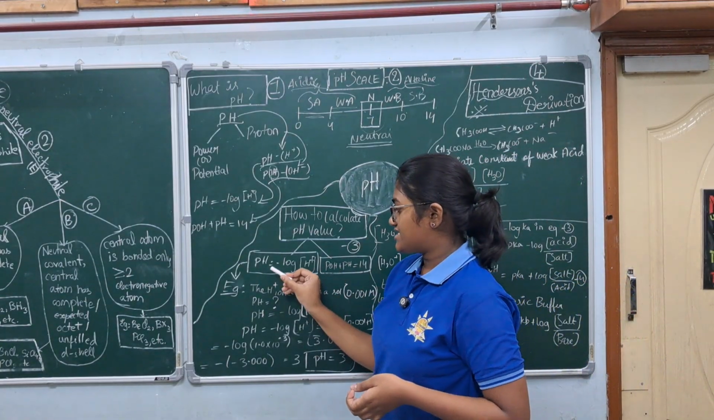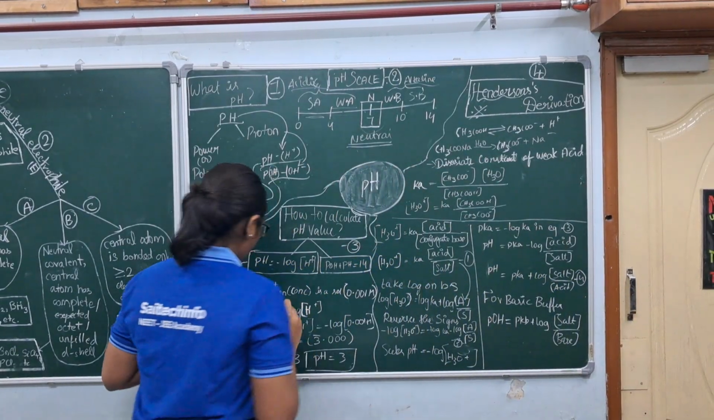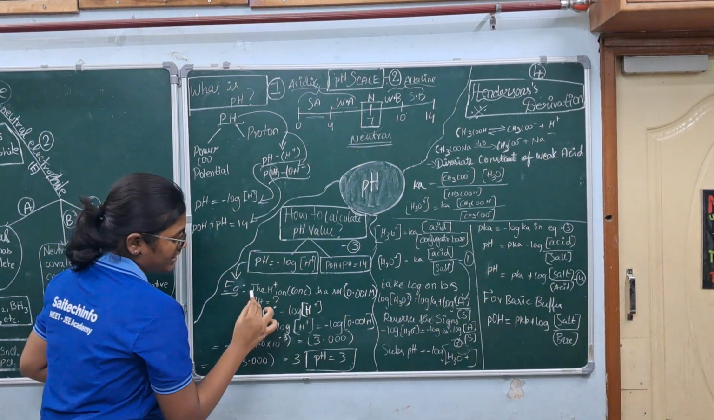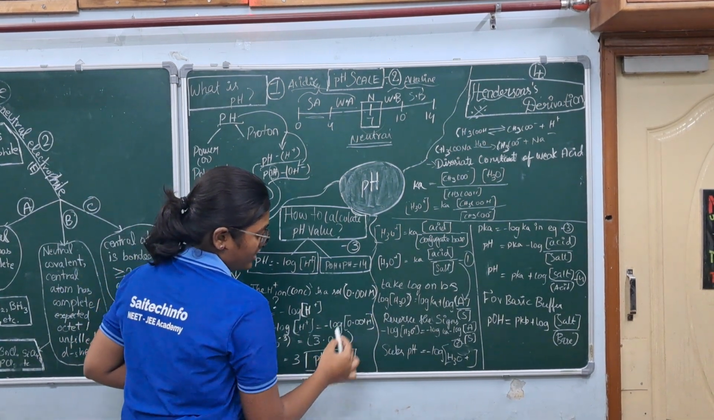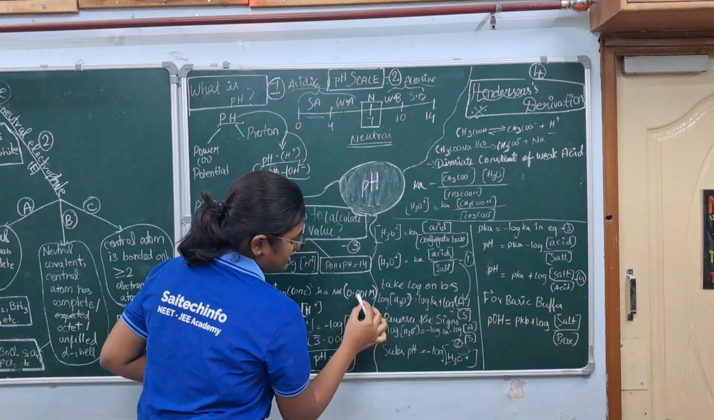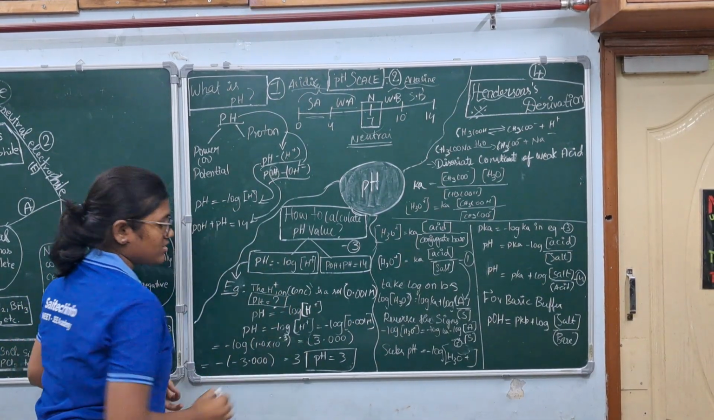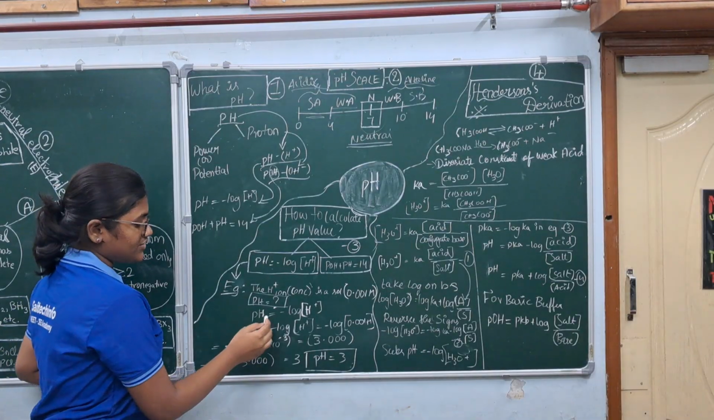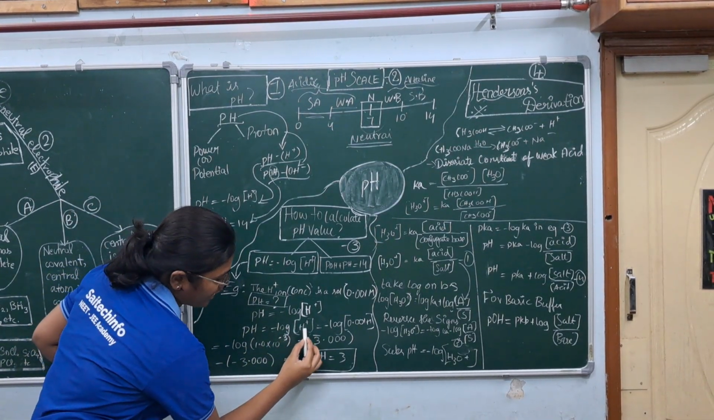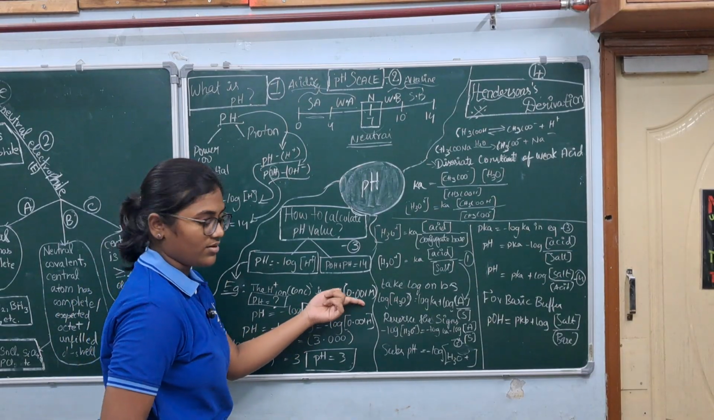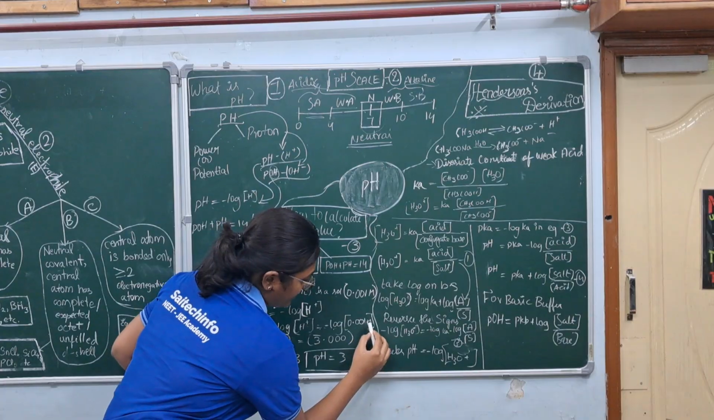I will just orally tell an example. The question is: the H plus ion concentration in a solution is 0.001 M. We should calculate the pH. We can use the formula pH is equal to minus log H plus. They already gave the molarity, so pH is equal to minus log 0.001 M.